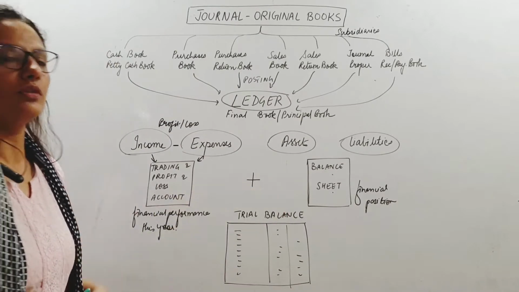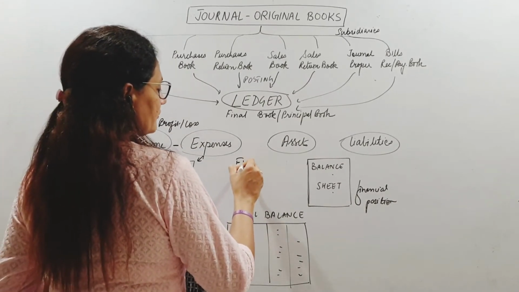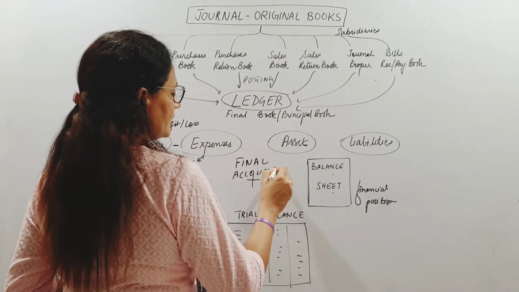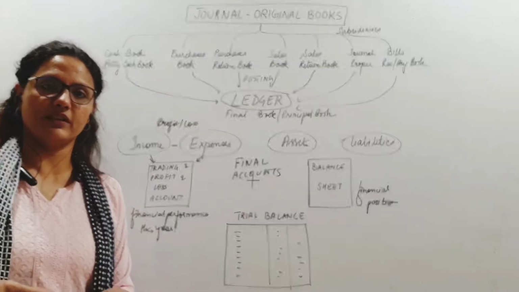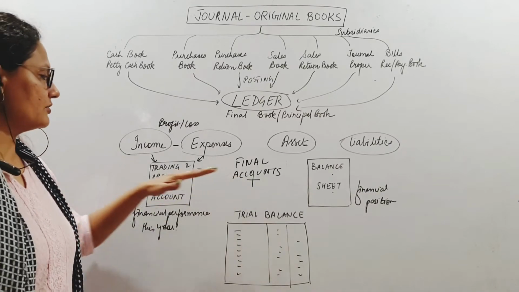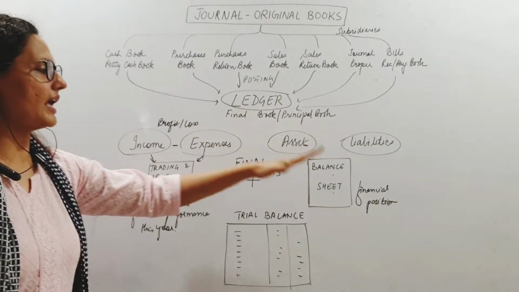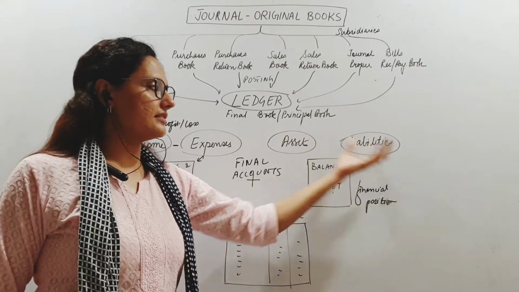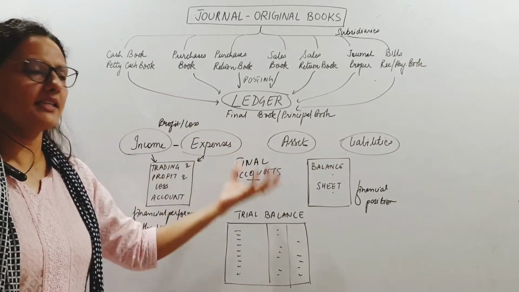So these two comprise the final accounts of a business, a sole proprietorship we are talking about, right? Final accounts, you're making the trading and profit and loss account and the balance sheet. Of course, what are we requiring here? Assets, liabilities, income and expense. All these accounts are here.